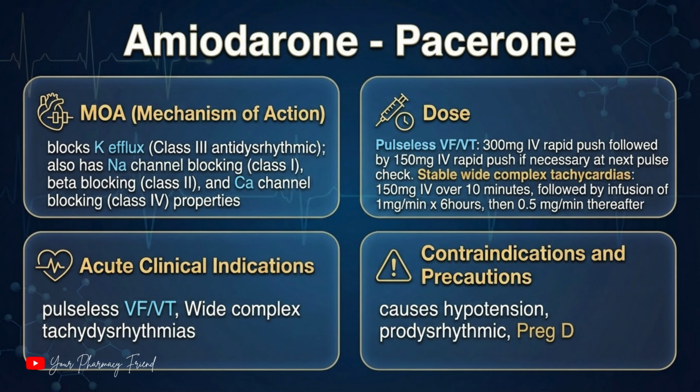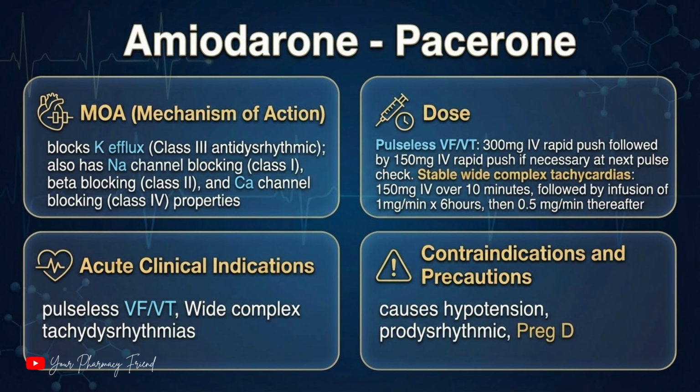Although it is classified as a Class III antiarrhythmic, amiodarone is unique because it also exhibits properties of several other antiarrhythmic classes. It has Class I activity, meaning it can block sodium channels, which slows conduction through cardiac tissue. It also has Class II effects, producing beta-adrenergic blocking activity, which helps reduce sympathetic stimulation of the heart. In addition, amiodarone has Class IV activity, meaning it can block calcium channels, contributing to further suppression of abnormal electrical conduction. Because of this multi-class activity, amiodarone is considered a broad-spectrum antiarrhythmic agent.